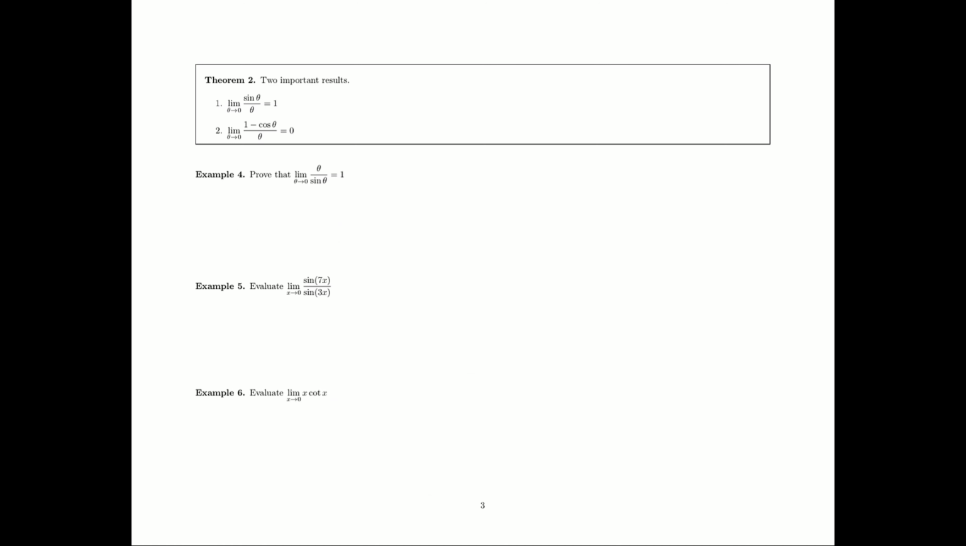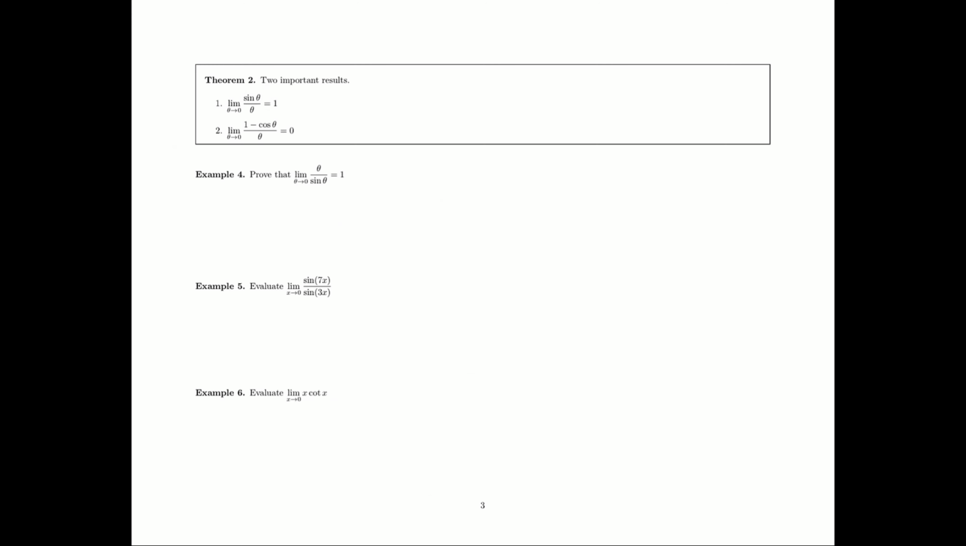All right, the next few examples are all going to use these two important results that we will not prove in this video. So we have the limit as theta goes to 0 of sine of theta over theta equals 1, and the limit as theta goes to 0 of 1 minus cosine of theta divided by theta equals 0. So let's get started with example 4, which is to prove that the limit of this reciprocal also is 1.